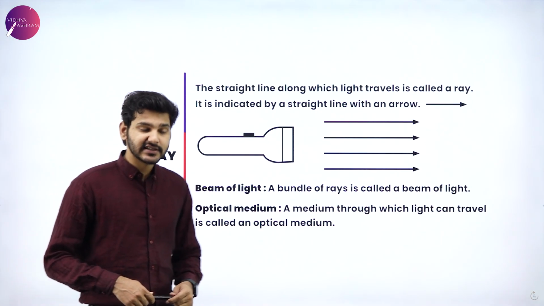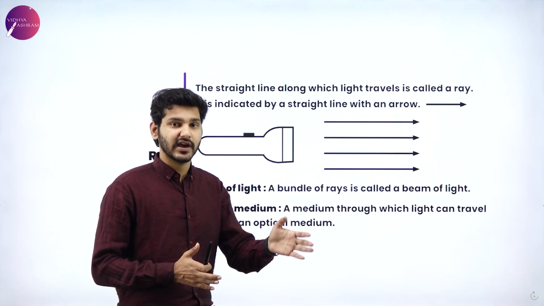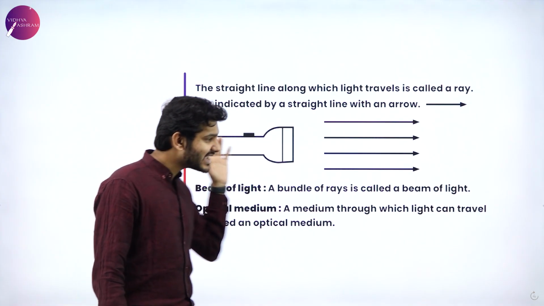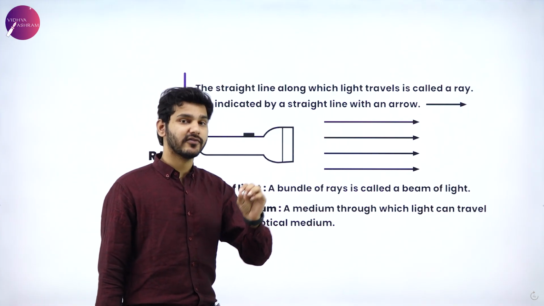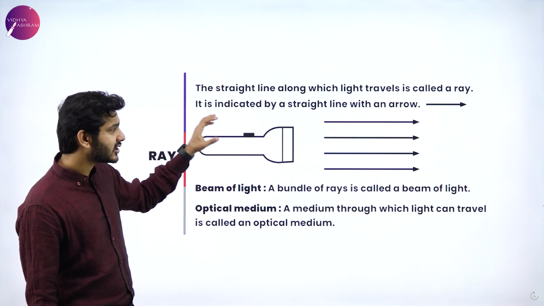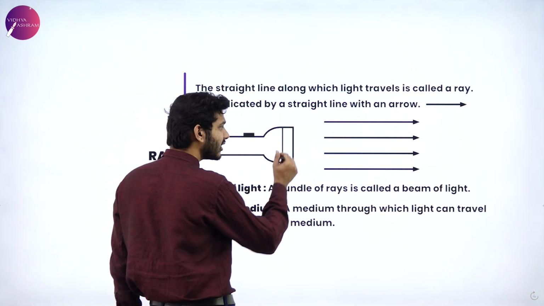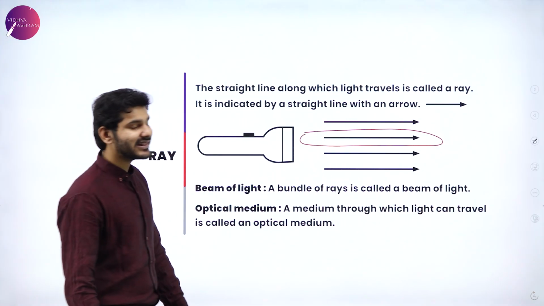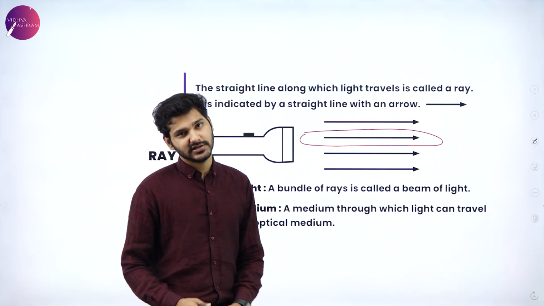So again, what is a ray? A ray is nothing but a straight line motion of light. That is, we assume light to be a particle and it is traveling in a straight line, then we can say that is a ray of light. For example, if I take a torchlight and assume that one photon or one particle of light is traveling in this particular direction, and we indicate that using an arrow, that is known as one ray of light.